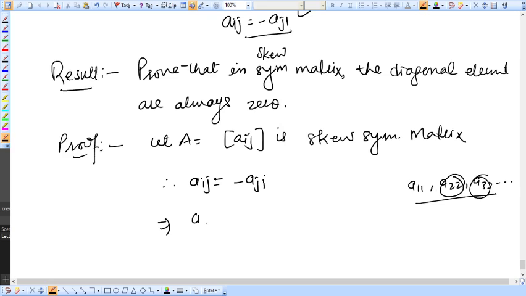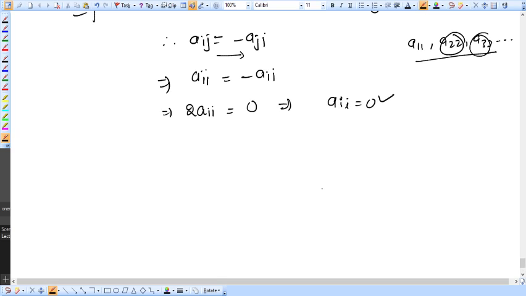Okay, so for diagonal elements, this property should be obeyed by these elements. So Aii must be equal to minus Aii. This implies 2Aii is equal to 0, which implies, since 2 cannot be 0, Aii must be equal to 0. This implies the diagonal elements, Aii, are 0. Therefore, the diagonal elements of a skew symmetric matrix are always 0.